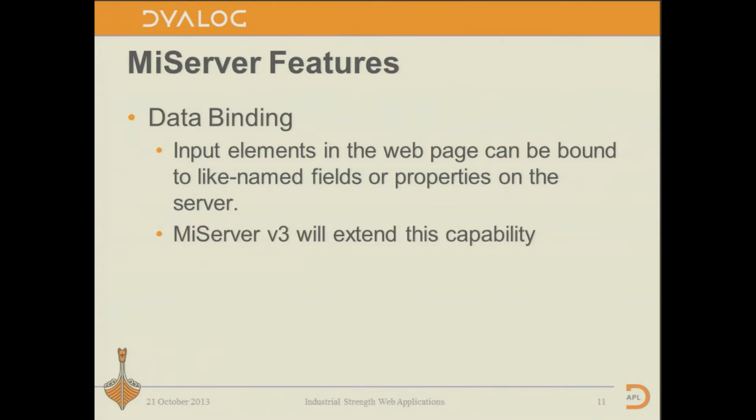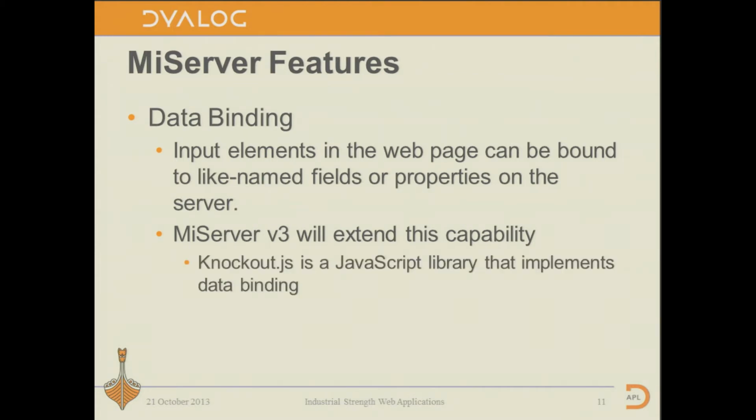And MiServer 3 will extend this capability. You heard Chad, I think, talk a little bit about Knockout.js, and Morten had mentioned it. It's a JavaScript library that implements data binding. And so that's something that we'll be looking at incorporating into MiServer 3. And unfortunately, sorry, Chad, I'm going to rag on you a little bit here, the API documentation for the Syncfusion tools didn't come out until about a week before the conference. And as such, I haven't had enough of a chance to look into it, but I want to look into the data binding capabilities of Syncfusion's JavaScript tools.